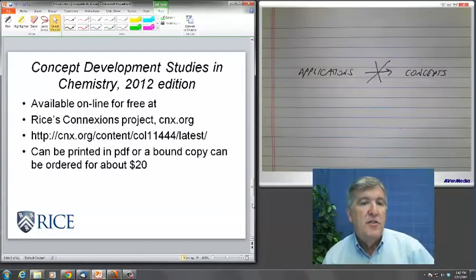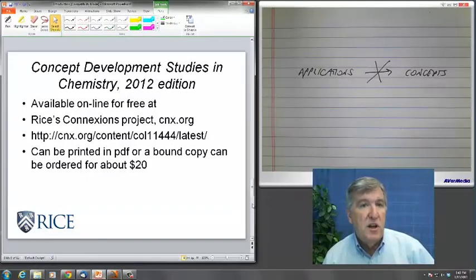If you want to write down the detailed web address for this specific book, it's here on the screen. Or you can just go to cnx.org, and there's a search engine where you can look for concept development studies, and this one will pop up. You can read it online free. You can download it to your reader free if you want. Or if you'd like to have a print copy in a book, you can order it from the website, and the cost is fairly nominal.